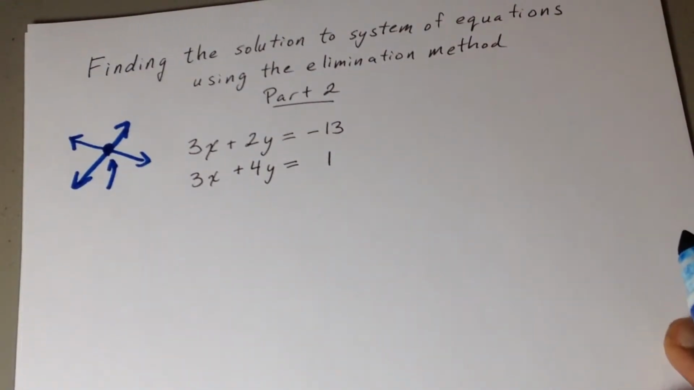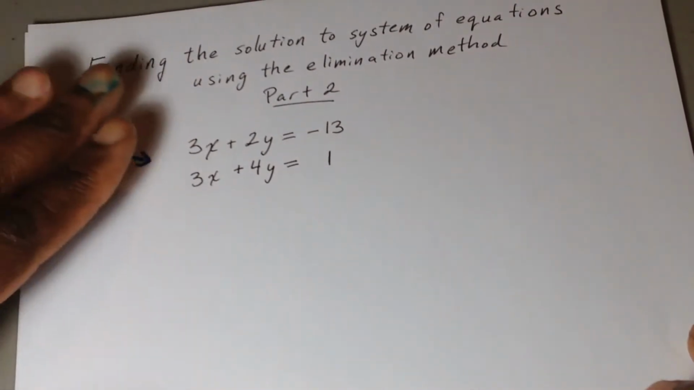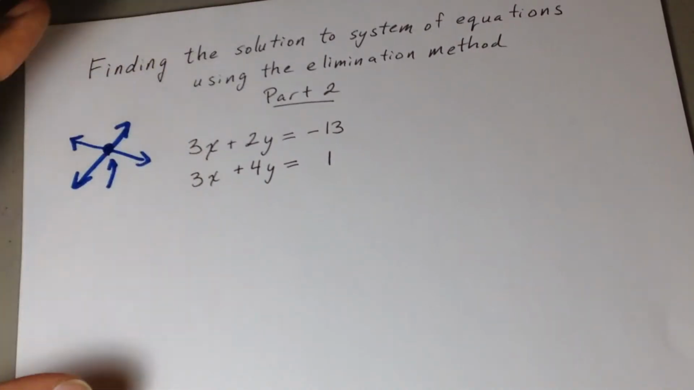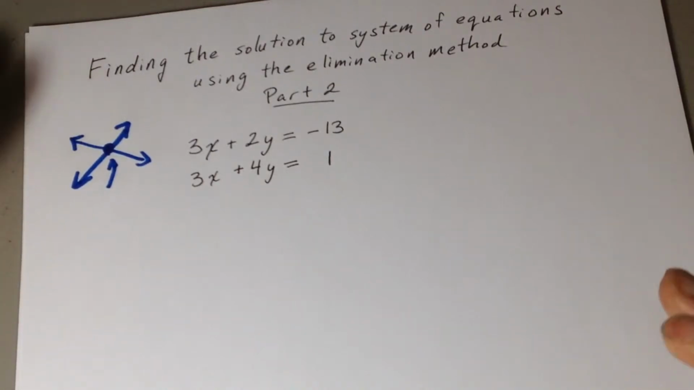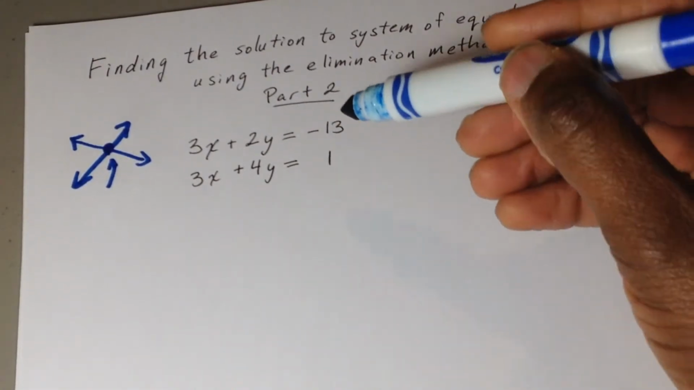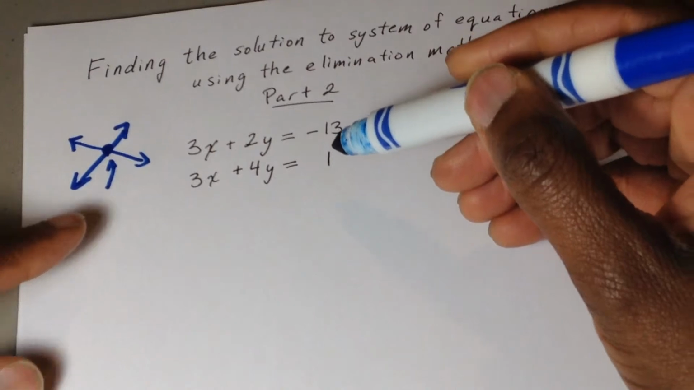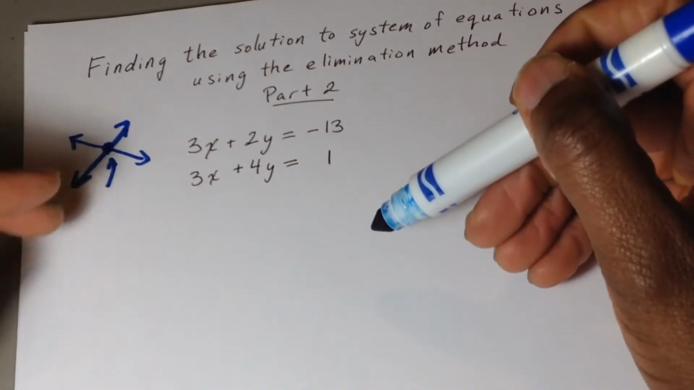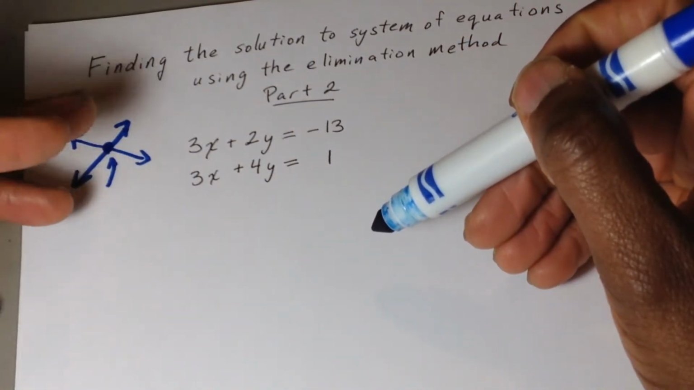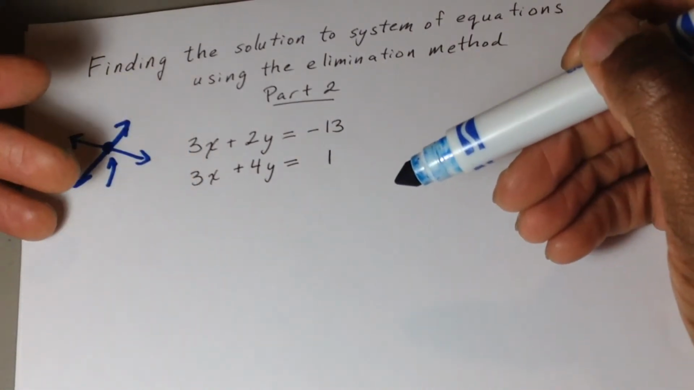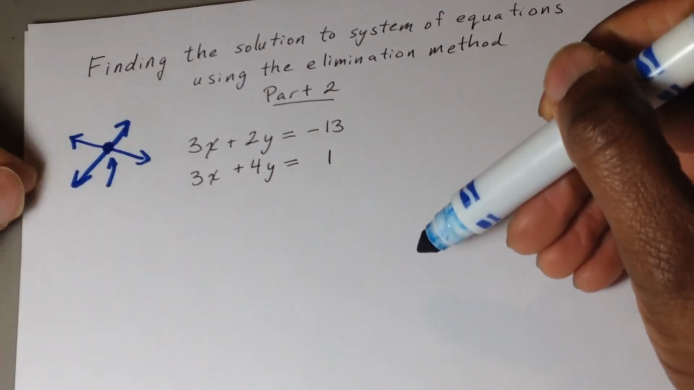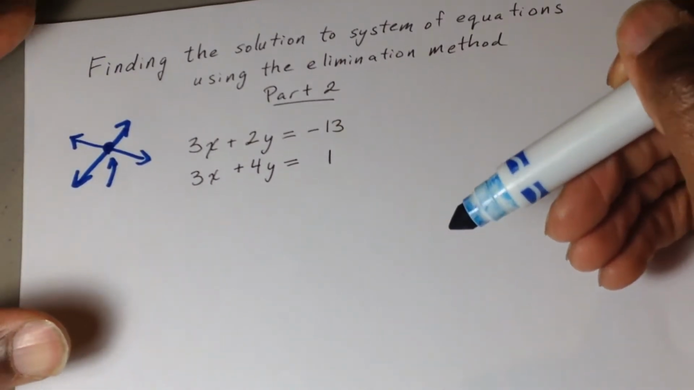So what we're going to do now, instead of just doing it with a graph, is do it algebraically: take the two equations and find the coordinate where the two lines intersect. Now in the first one, it was kind of easy because when you add the equations, one of the variables had a positive coefficient and the other one was negative. But in this one, we don't see that happening. So we have to do a little bit more work.